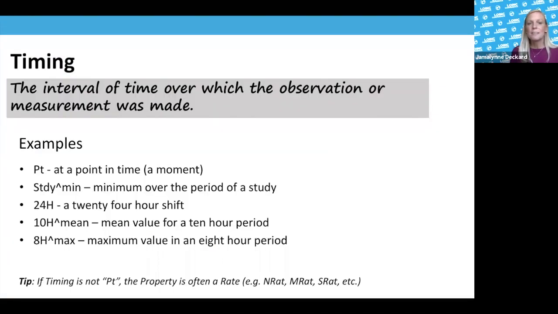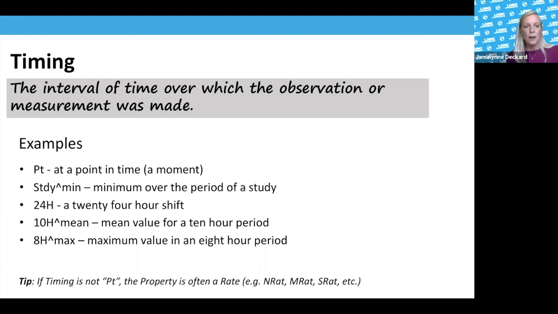The timing is our third axis. Again, this represents the interval of time over which an observation or measurement was made. Point in time is our most common. Almost all questions that are asked or measurements that are taken, like a drawn specimen, are done at random, so it's done at a point in time, or it's a single blood draw, something like that. Those are all point in time.